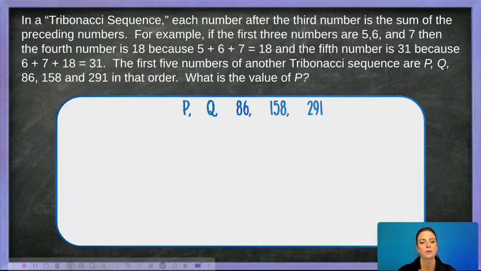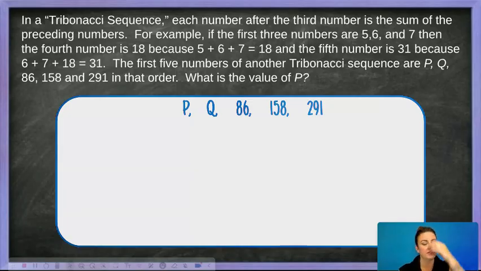Okay? So here we go. The first five numbers of another Fibonacci sequence are P, Q, 86, 158, and 291, in that order. The question is, what's the value of P? So what we want to do here is the first thing I'm always going to do when I see a list or a sequence of tasks, I'm going to list them out so I can visualize them. And so there they are. Go ahead, write that on your paper.